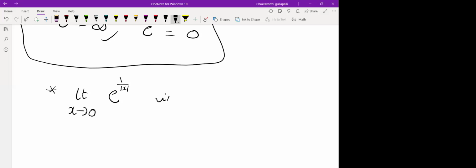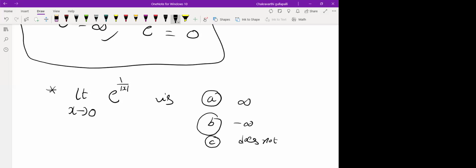Is it option A infinity, option B minus infinity, option C does not exist? Respond in the chat box. చెప్పండి. సో now this you ask. Mod x ఉందండి ఇక్కడ. e power 1 by mod x, లెఫ్ట్ హ్యాండ్ లిమిట్, రైట్ హ్యాండ్ లిమిట్ రెండు ట్రై చేయాలి. Cannot be determined. ఇన్ఫినిటీ. ఒకళ్ళు ఇన్ఫినిటీ అని చెప్పారు. అది కరెక్ట్ అవునా కాదా మనం విల్ డిస్కస్.